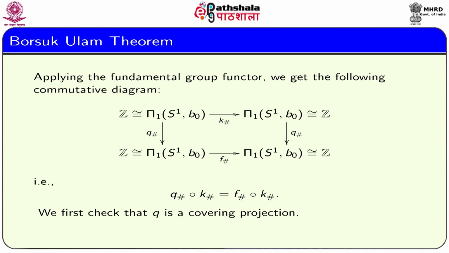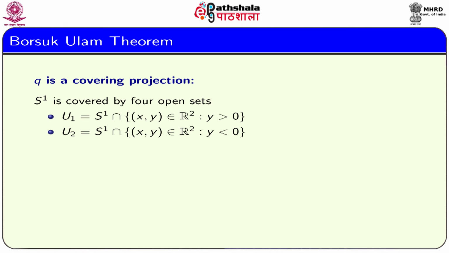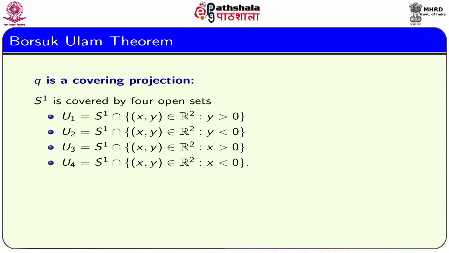We first check that such q is a covering projection. Now, for that, we start with 4 open sets of S1. First one is U1, second one is U2, third is U3, and the fourth one is U4.